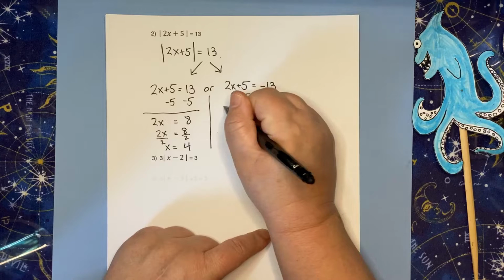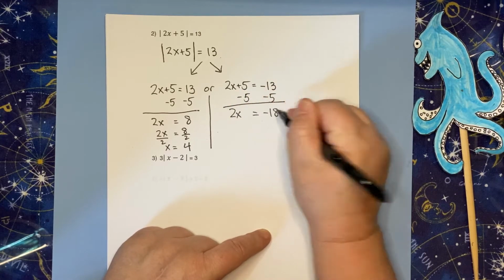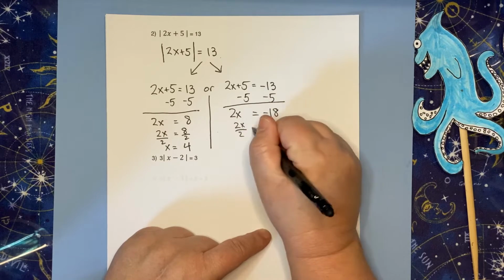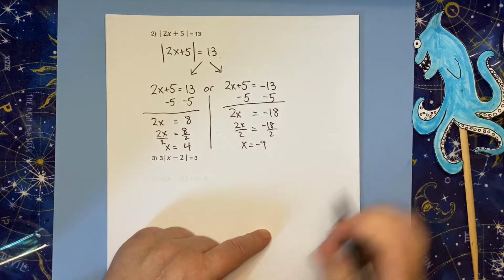I'm going to subtract 5 from both sides. That's negative 18. Divide both sides by 2. And I get x equals negative 9.